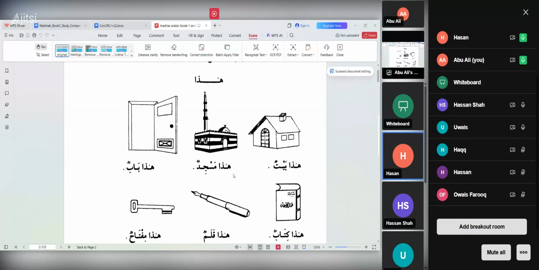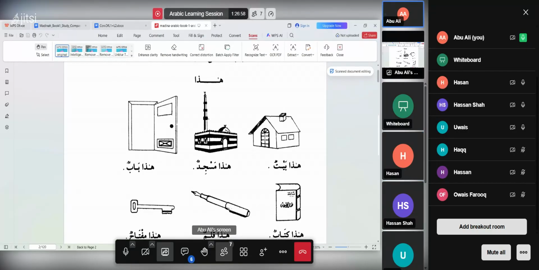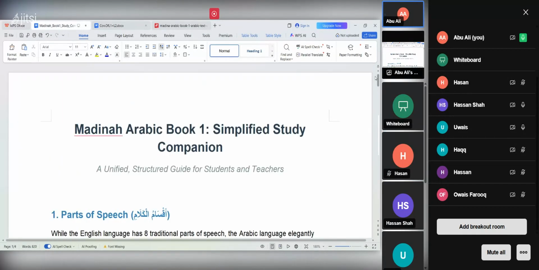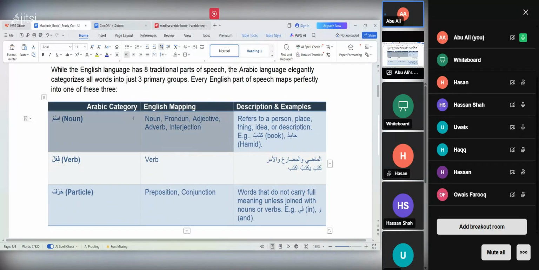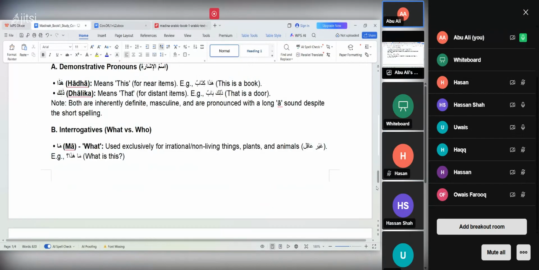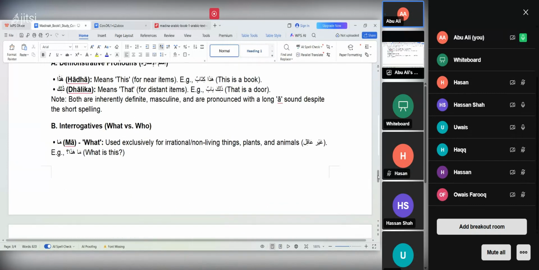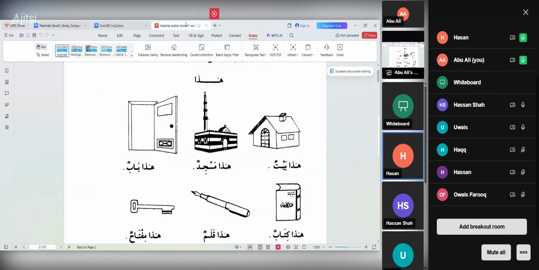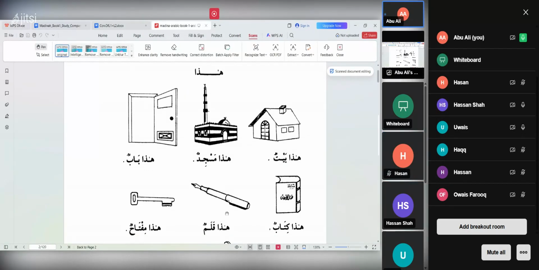Okay. Wait, let's go back to the table. The mubtada. It is a mubtada. You see the table? Pronouns is a type of the noun. This is a demonstrative pronoun. Oh yeah, I forgot. Sorry about that. No problem. Okay, هذا باب. This is a door. A door.